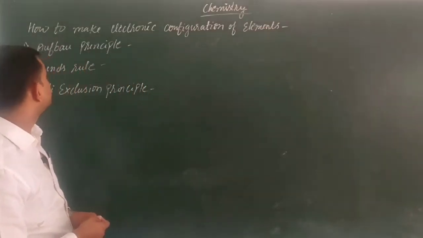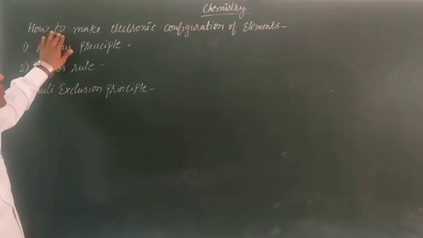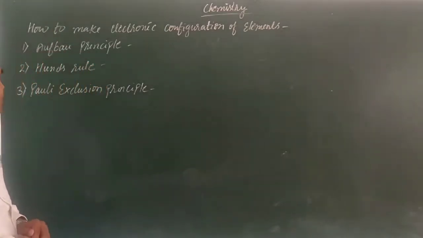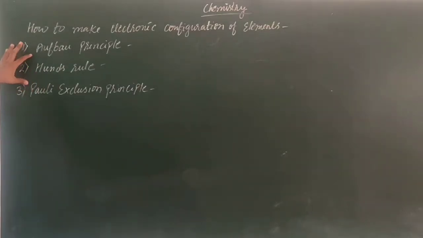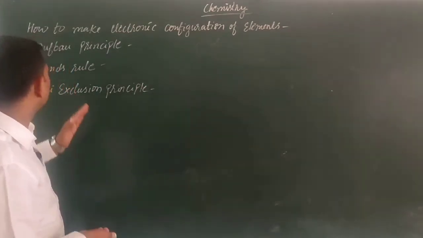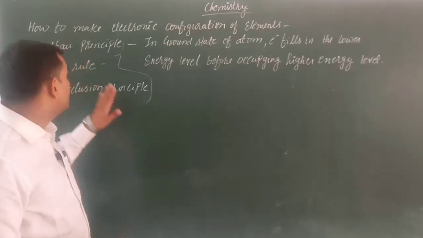Today we will study how to make electronic configuration of elements. To study electronic configuration of elements, we must know three rules: the Aufbau principle, Hund's rule and the Pauli exclusion principle. We will read these three rules one by one. Okay, start with the Aufbau principle.